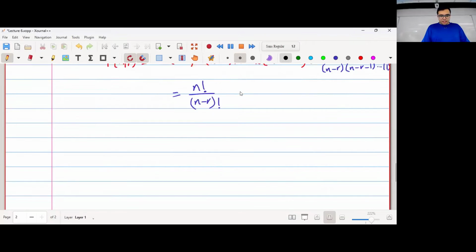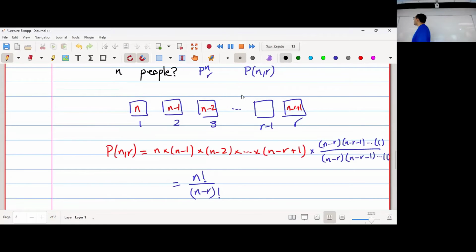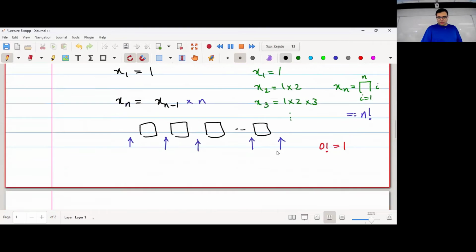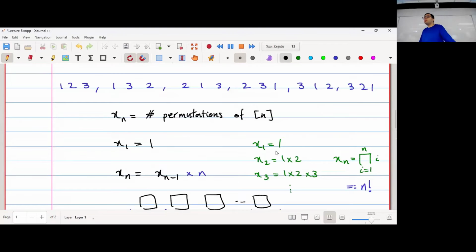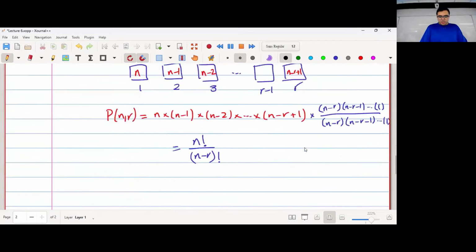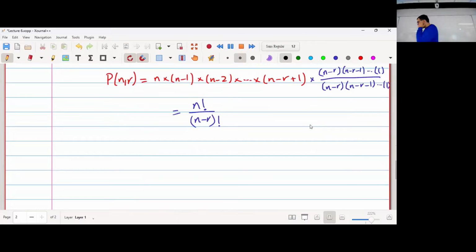So here's the thing. Suppose that instead of having r places, I had all of my n places, right? So this would take me back to the previous problem where I just had n people and I wanted to create a queue of them. And I know that I can do that in n factorial ways. So here's my solution for creating a queue of length r. I say first create a queue of length n, and then just keep the first r people. Remove everyone who's after index r.